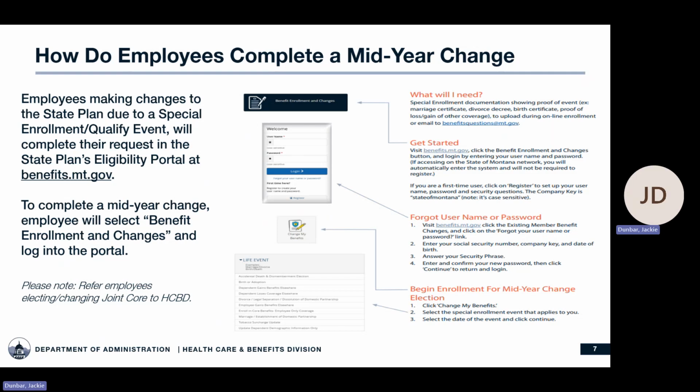Employees logging in outside the State of Montana network will need to enter a user ID and password that they create. If they are first-time users, they will need the company key, which is State of Montana, all one word, all lowercase. Please note, employees electing or changing joint core will need to contact the Healthcare and Benefits Division at 1-800-287-8266 or email benefitsquestions@mt.gov.